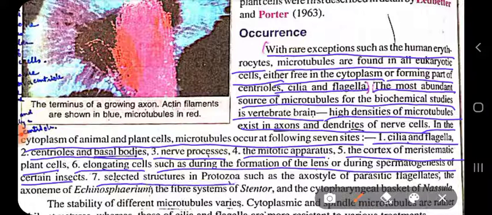Selected structures in protozoa such as the axostyle of parasitic flagellates, the axoneme of Echinosphaerium, right? The fiber system of Stentor and the cytopharyngeal basket of Nassula. So these are some essential sites which are filled up with microtubules. Okay.